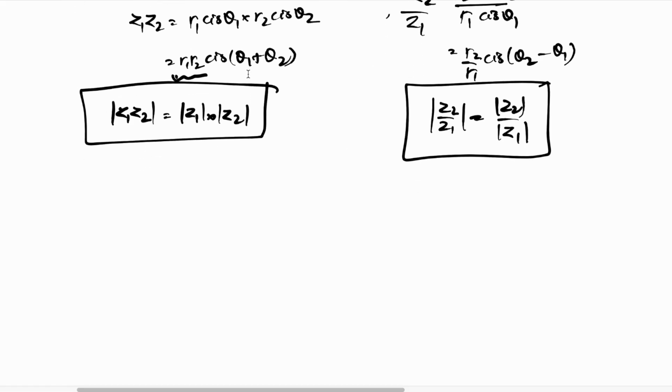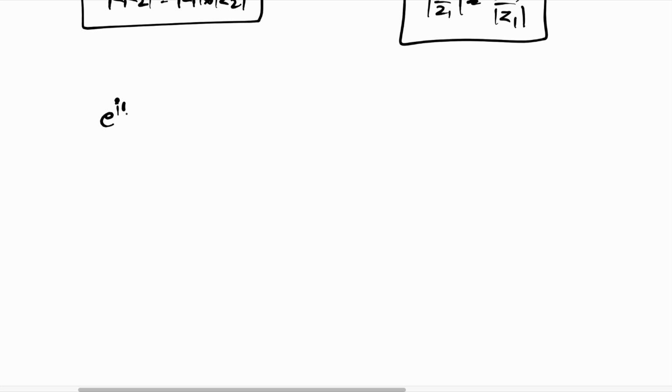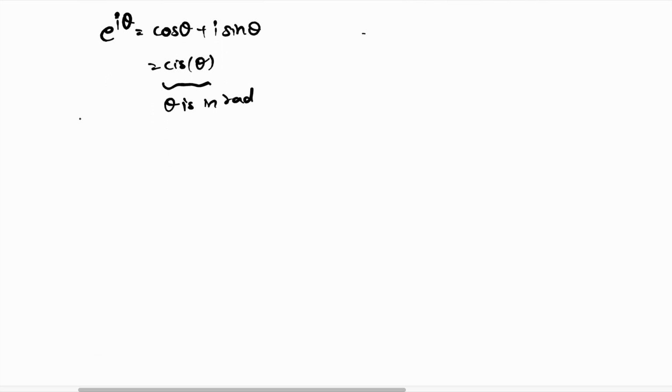Next, we'll move on to Euler's formula. Euler proved the identity that e raised to i theta can be written as cos theta plus i sin theta, or basically cis theta, provided theta is in radians. He proved it using Taylor series, and Taylor series is a concept in calculus which is valid only if theta is in radians. So this Euler's identity is valid when theta is in radians.